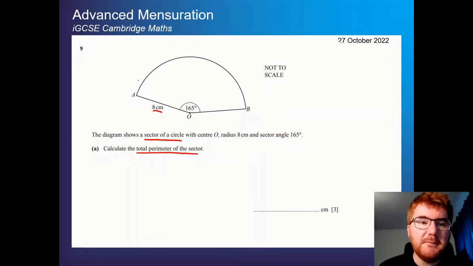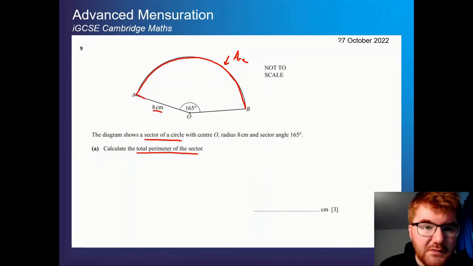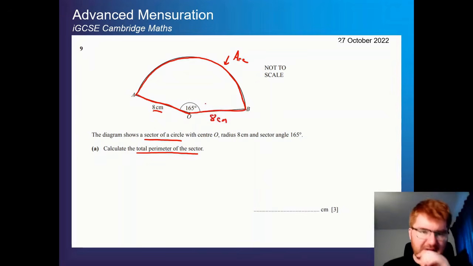Now, what does the perimeter mean here? Well, we need to work out this arc length here. So remember, this is called an arc. But remember, we want the perimeter, and the perimeter is the distance around the entire shape. So once we've worked that out, we need to add in this 8 centimeters, and remember, this is also 8 centimeters as well. This is also a radius.